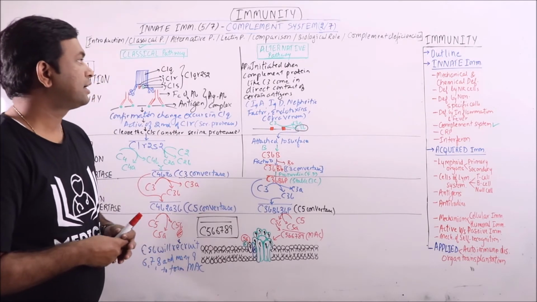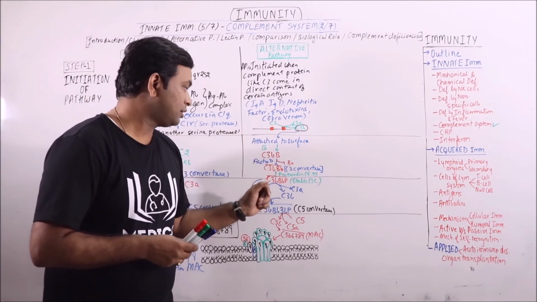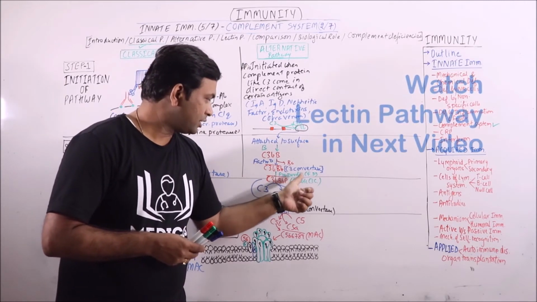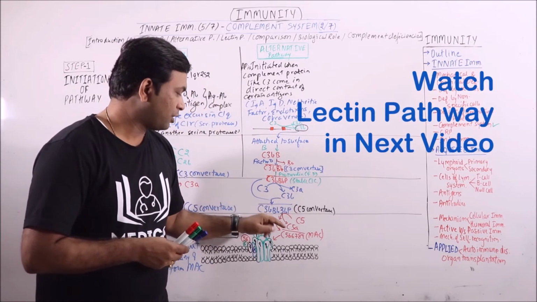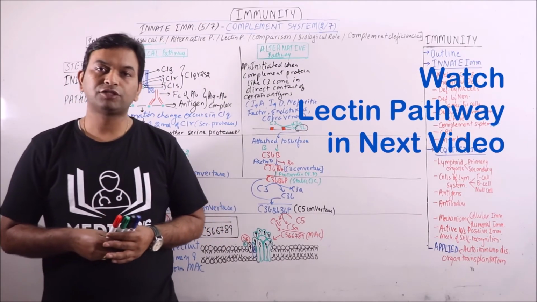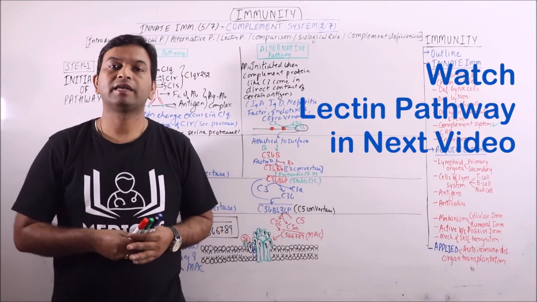So this is the alternative pathway, which starts with C3, factor B is involved, factor D, then properdin is involved to stabilize it, then C5 convertase is formed, and then the membrane attack complex is formed. In the next video, we'll discuss the lectin pathway or mannose binding lectin pathway.